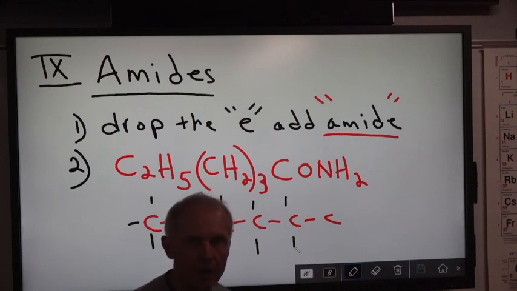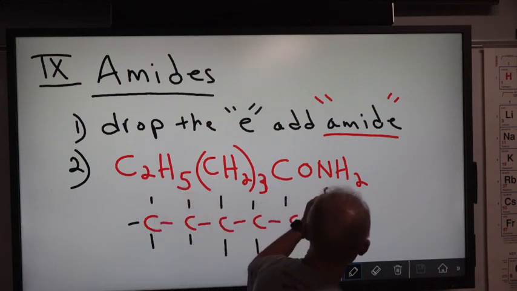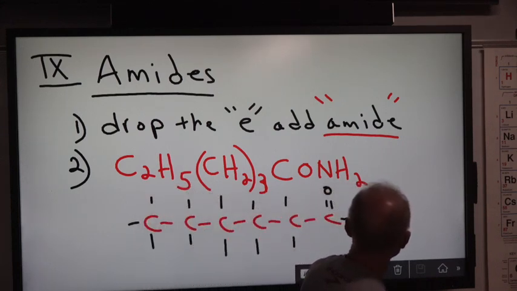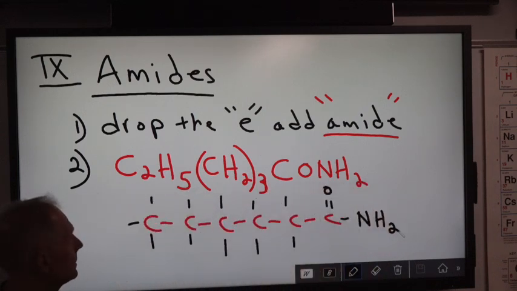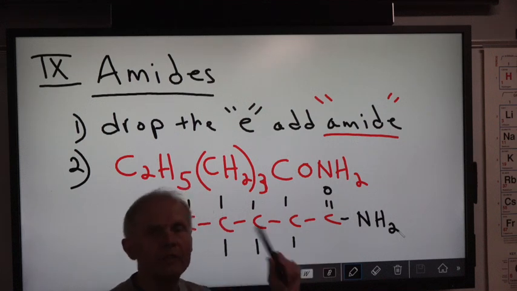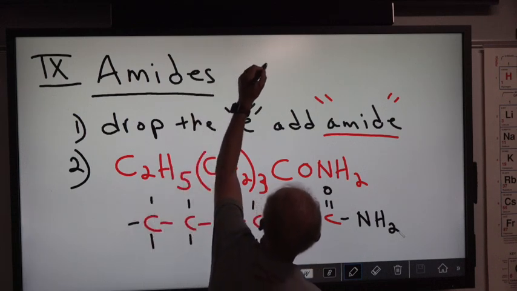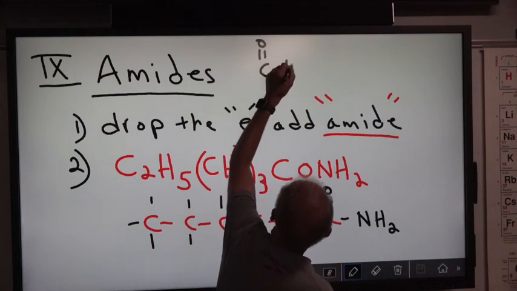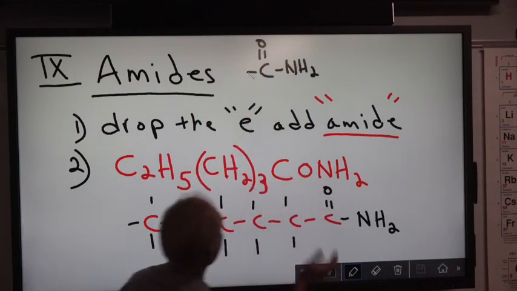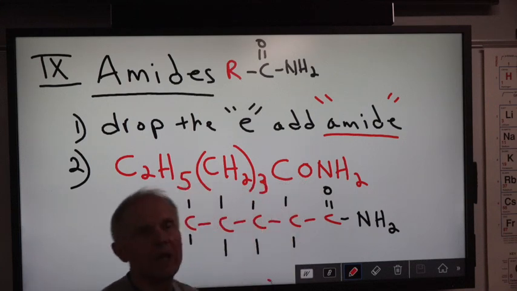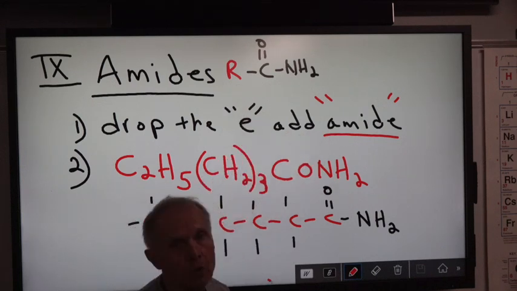And then off the last carbon comes an O. And you know we have to have 2 bonds for an O. Double bonded O, and then an NH2. So that's what this thing looks like. All right, remember, the functional group is always off the end. And for amides, it looks like this. C, double bonded O, NH2, and then however many carbon chains. I can put an R there if you want. Remember, R means you can have any number carbon chain. So this one you can spot very easily, double bonded O, NH2 off the very last one.